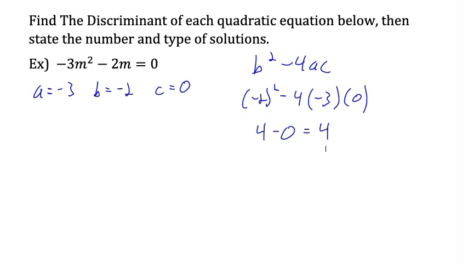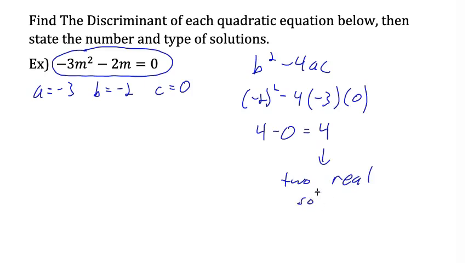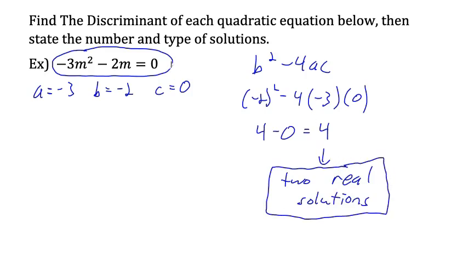So that's a positive number. So we know that if we were to solve this quadratic equation, it would have two real solutions because the discriminant is positive. Remember, that also tells us that the parabola, or the graph of this equation, would cross the x-axis in two locations. In this lesson, we learned how to use the discriminant to figure out how many solutions we have and what type of solutions they are.